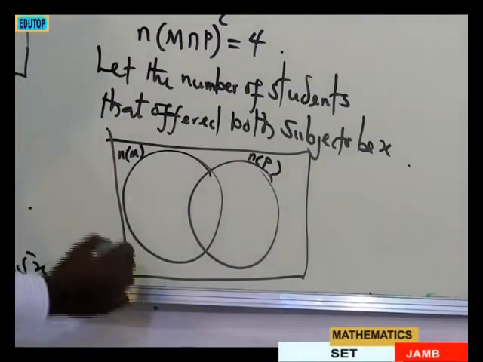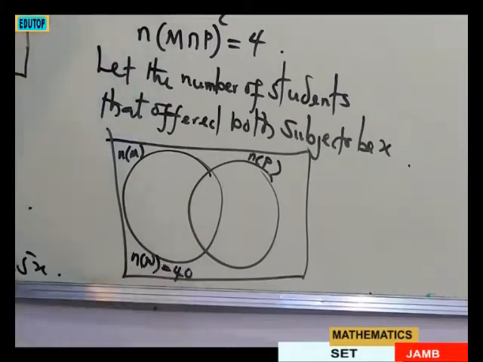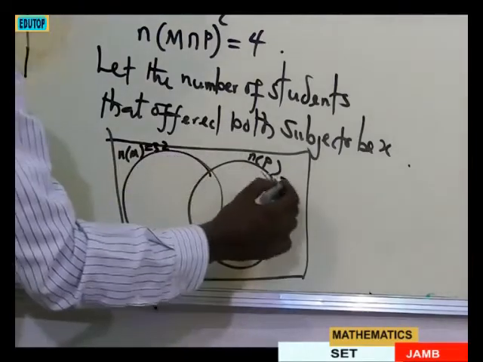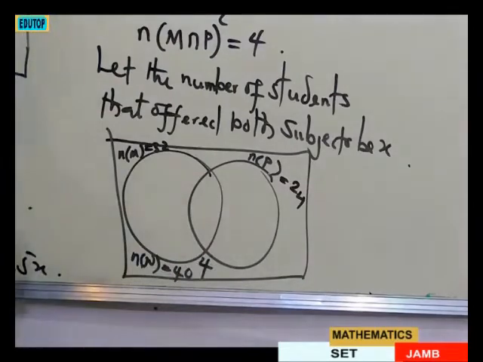Now, the number of our universal set, let it be here. That's 40. Now, what is the number of mathematics? 32. It is given in the question to be 32. What's the number of physics? The number of physics is 24. Remember that it's 4 outside the Venn diagram. That means those that offer neither mathematics nor physics.